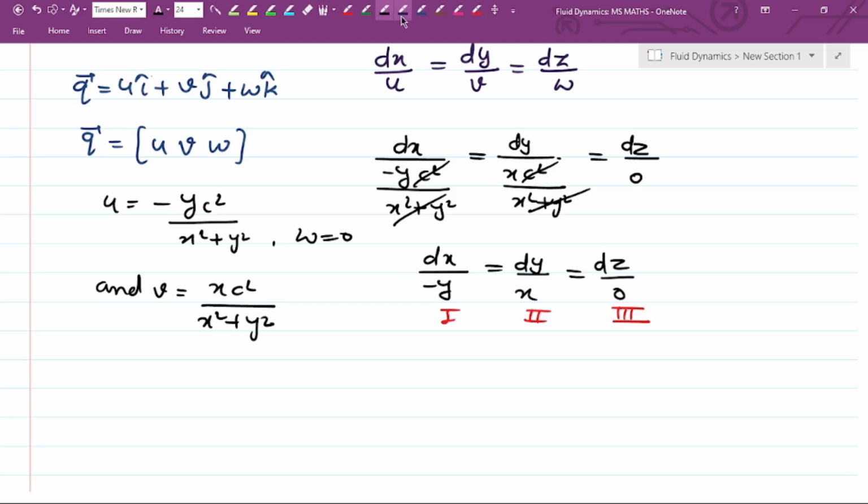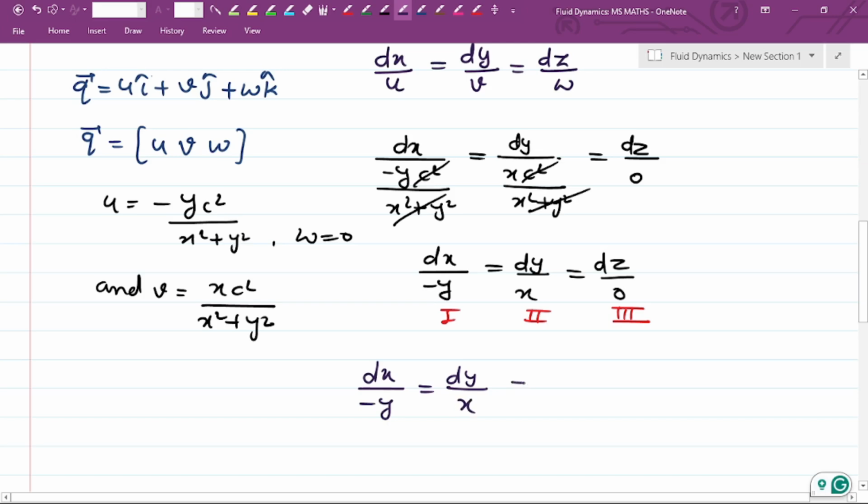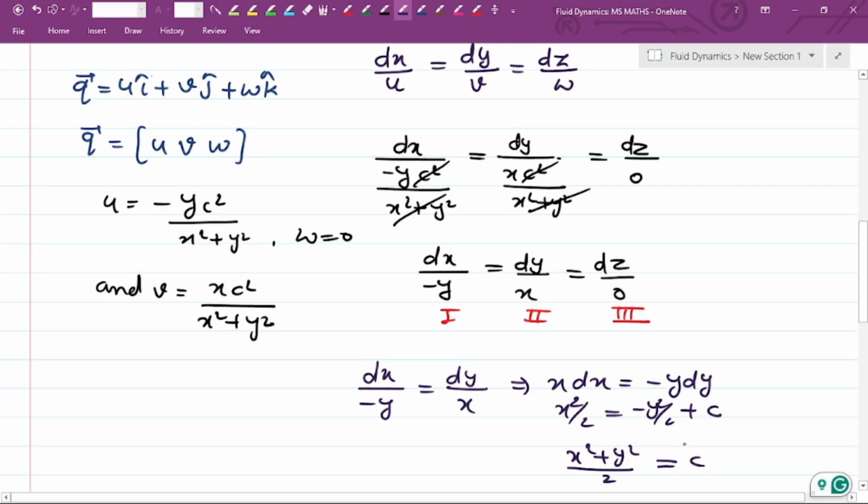How can we solve this? First we take the first and second, so we get dx over minus y is equal to dy upon x. That gives x dx is equal to minus y dy. So x square by 2 is equal to minus y square by 2 plus c. It is nothing but x square plus y square upon 2 is equal to c. So we can write it as x square plus y square equals k, where k is nothing but 2 into c. This will be our equation number 1.